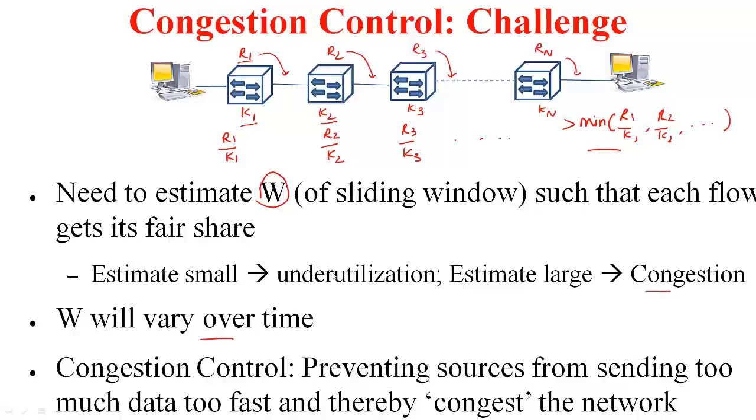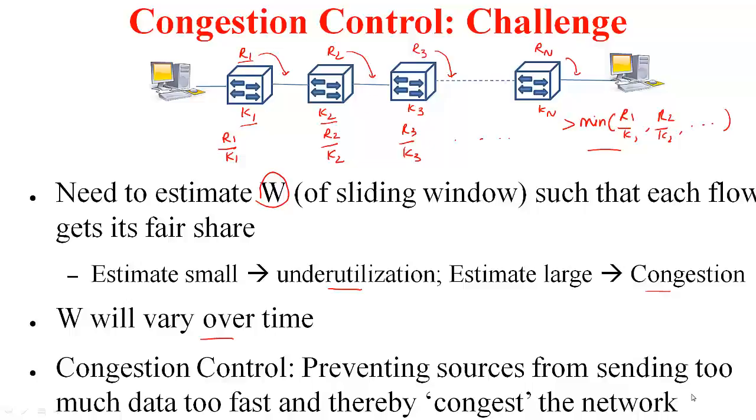This underutilization is not desirable, but more importantly, overestimating W is dangerous. It's very easy to push a network into congestion, and it is not so easy to get it out of congestion. You can relate to this because you must have experienced a traffic jam. It's very easy to cause a traffic jam, but getting out of the traffic jam takes time.